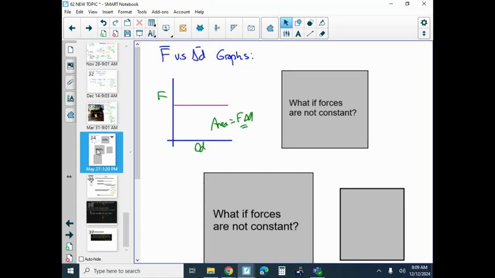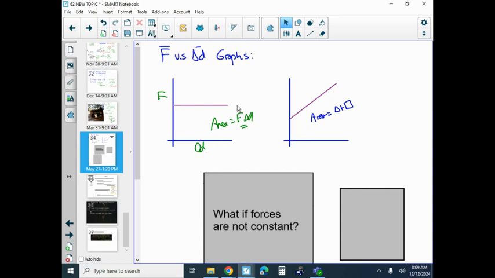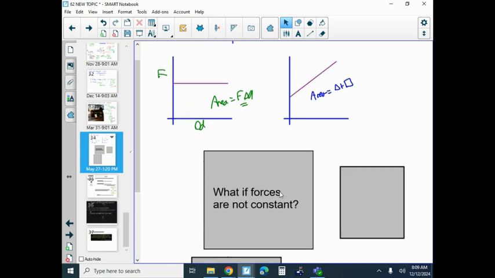If you look at force versus displacement graphs, area is force times displacement. And so if you have constant force or if you have a changing force, either way you can get areas. And so area equals work done. So let's do that. Area equals F delta D, which equals work done.